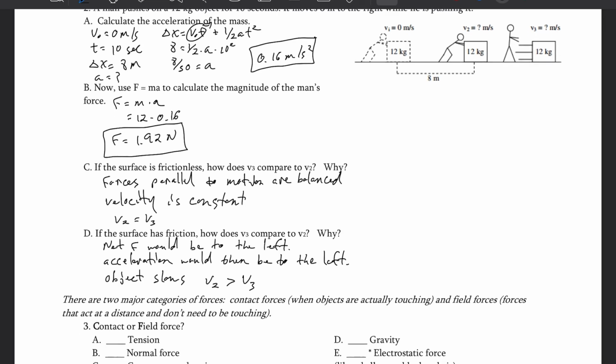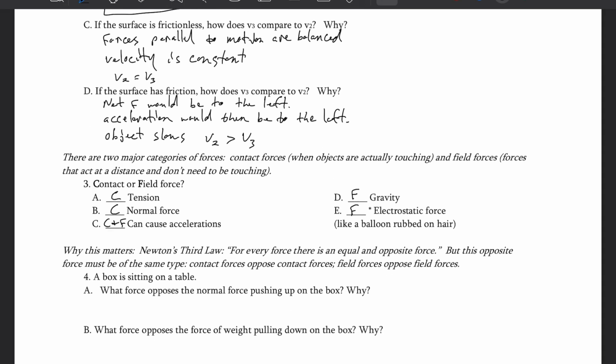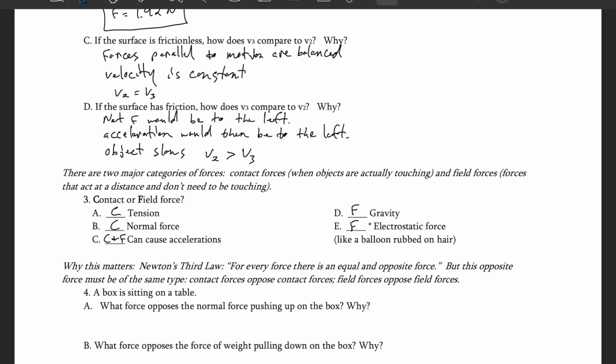Now it tells us that there are contact forces. We've said in our classroom, we have contact forces and field forces. The only field force we're going to study is the force of gravity. Electrostatic is also another one, but we'll set it aside for right now. That means for our objects to have a force applied to them other than gravity, it has to be touching. Tension, contact. Normal, contact. Both cause acceleration. Gravity, field. Electrostatic, field.